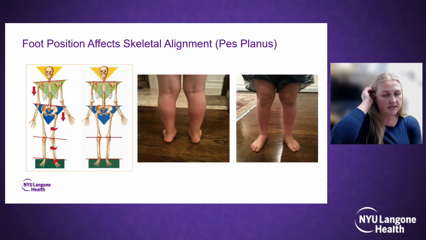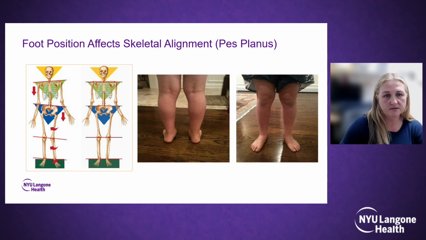So here you can see how foot position affects the skeletal alignment. Here with the pes planus, the overpronated foot, you're going to get the lower extremities internally rotating. If it's unilateral, you might see hip drop, which can lead to shoulder drop and perhaps even head position.